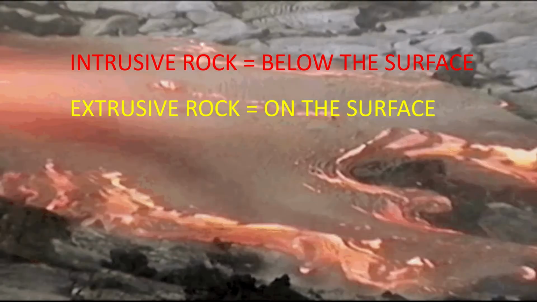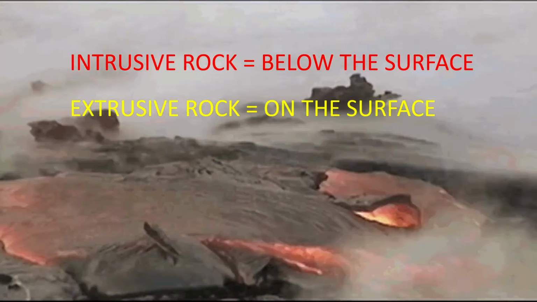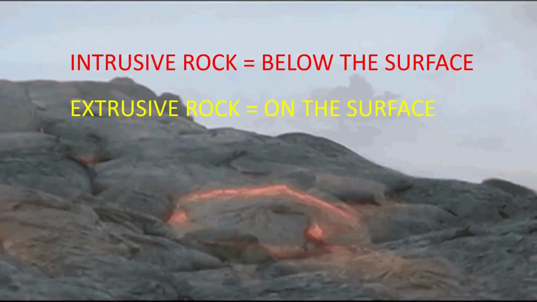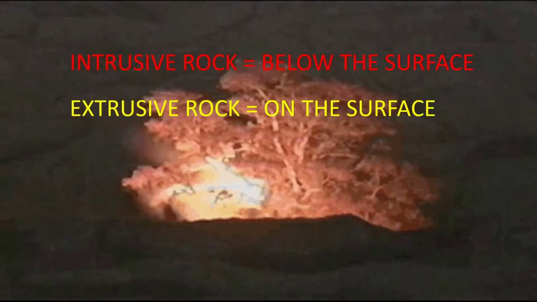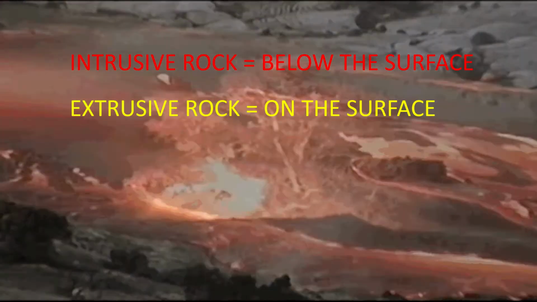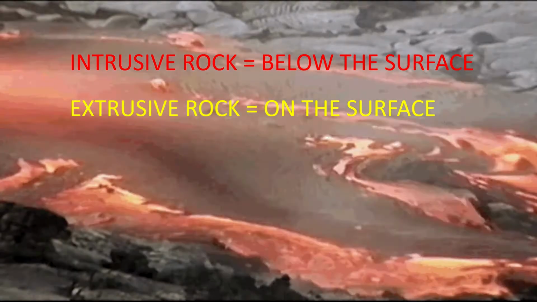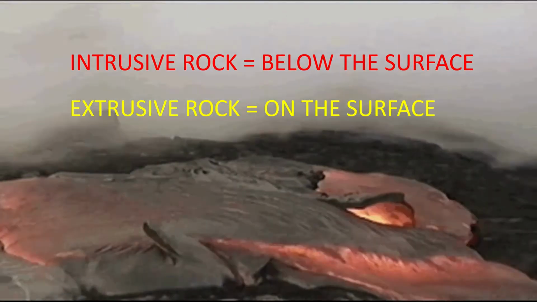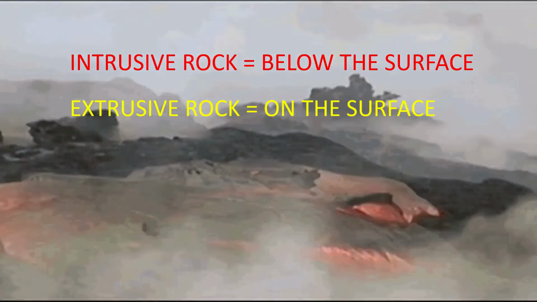Magma is formed below the surface. It is molten or semi-molten, and it is the natural material from which all igneous rocks are formed. Lava is what is created above the surface of the earth. Therefore, magma is described as intrusive rock and lava as extrusive rock.